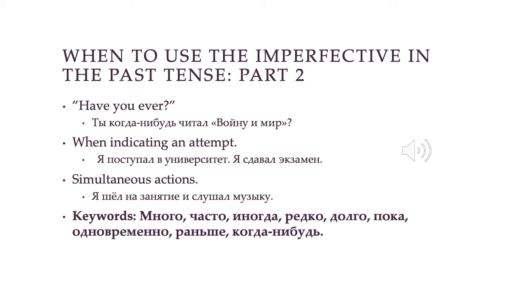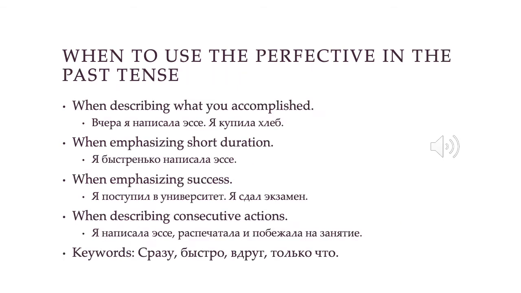And some keywords that often indicate that you need to use the imperfective are много, a lot, часто, often, иногда, sometimes, редко, rarely, долго, for a long time, пока, while, одновременно, simultaneously, раньше, earlier, with this meaning of used to do something, and когда-нибудь, ever.